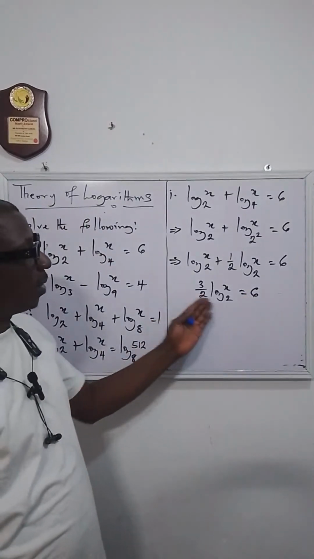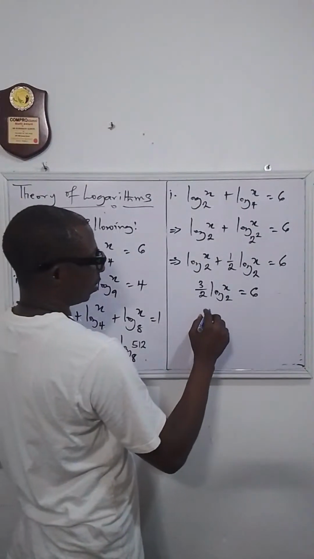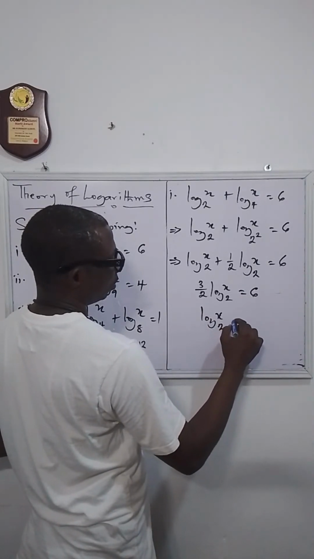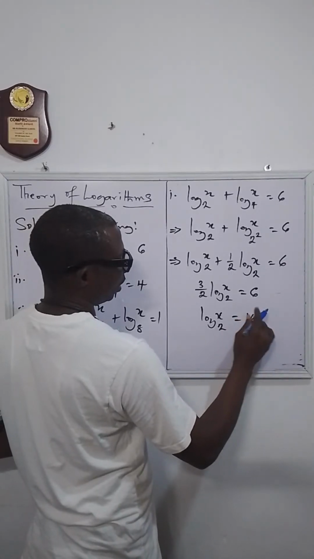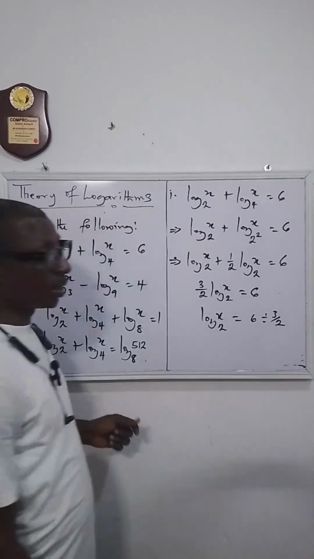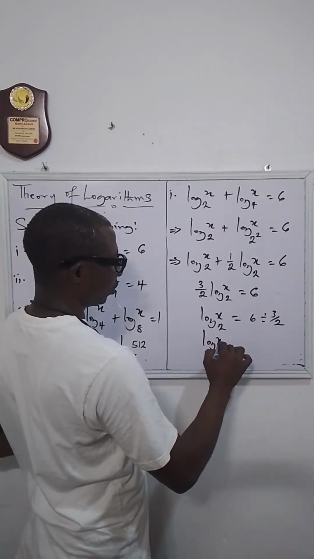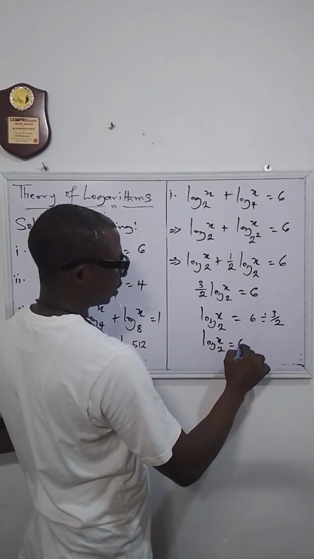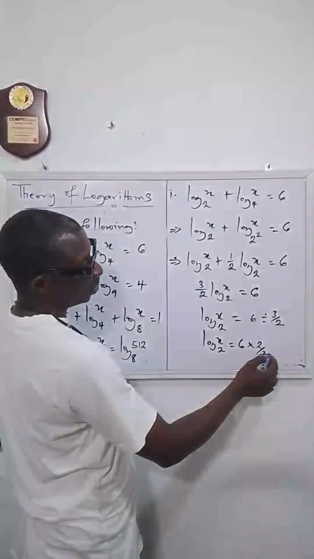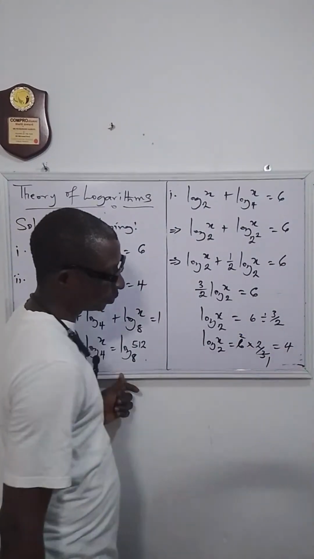Now what do we do now? We divide both sides by the coefficient of log x base 2. So log of x base 2 equals 6 divided by 3 over 2. So we have log of x base 2 equals 6 times 2 over 3. The 3 goes into 6 two times, so that means what we have here is going to be 4.